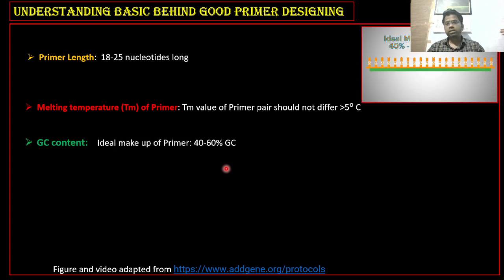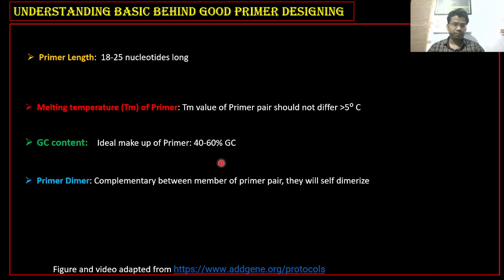Third is GC content. We know that extension occurs at 75 degrees Celsius. At high temperature, if the primer is not annealed well with the DNA template and peels off from the complementary DNA, then how will it replicate? So we use 40 to 60% GC content, because the bond between G and C is a triple bond and is quite stable at higher temperature.